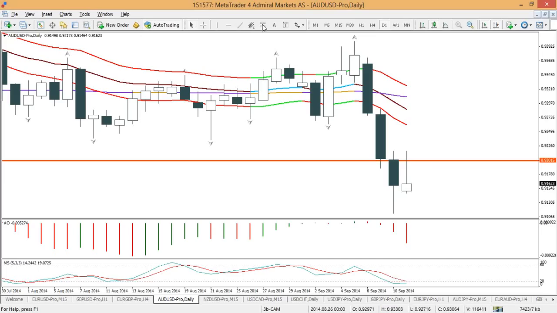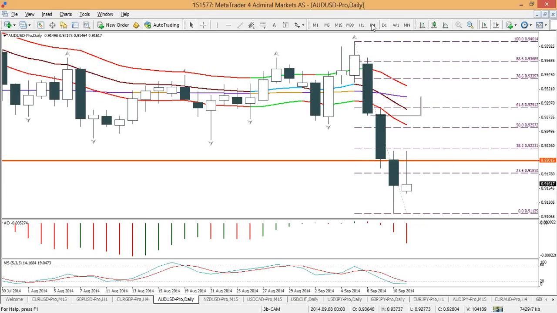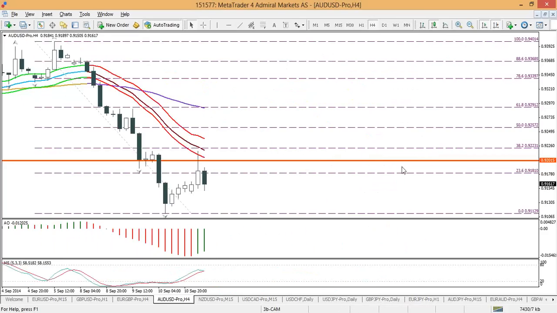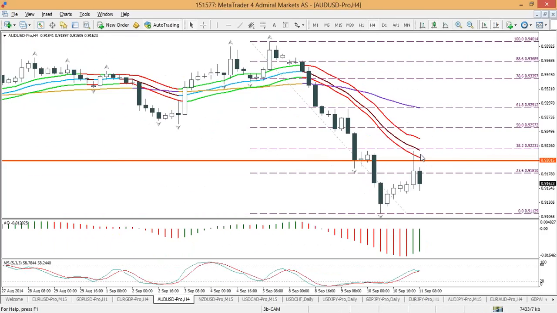What we can do then is put a fib from top to bottom to fib the breakout, zoom into the 4-hour chart, and look for a hook back to the 38.2 fib, a hook back to the broken bottom.